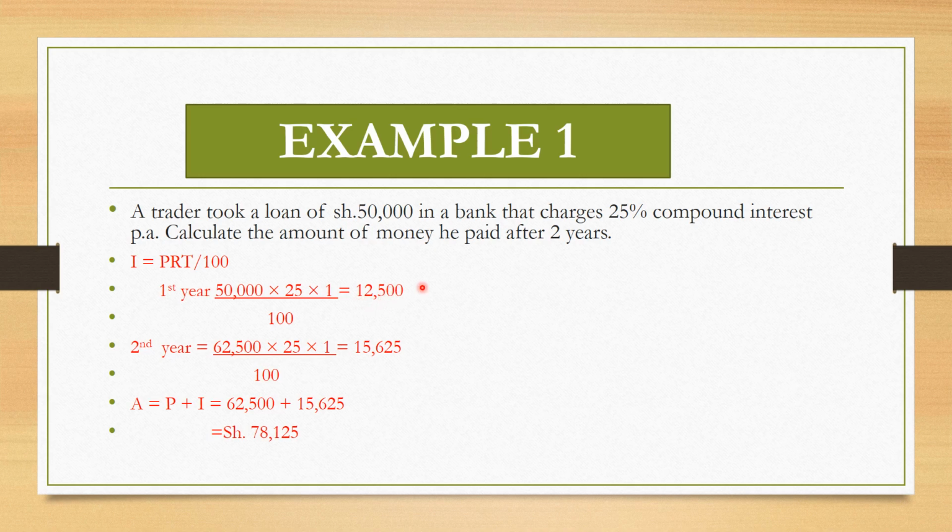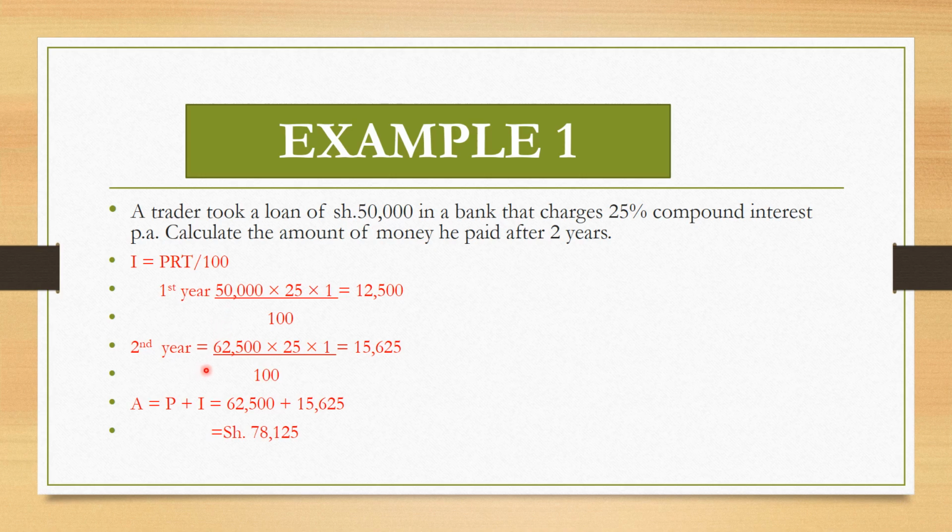That means at the beginning of the second year, you will not be having 50,000, you will be having 12,500 more. So you add 50,000 plus 12,500, which will give you 62,500. This is your principal of the second year. Remember, I told you the principal is going to change after every year. So the first year you were having 50,000. They added 12,500. So in the second year you will have 62,500 because they are going to add that interest to the principal here.